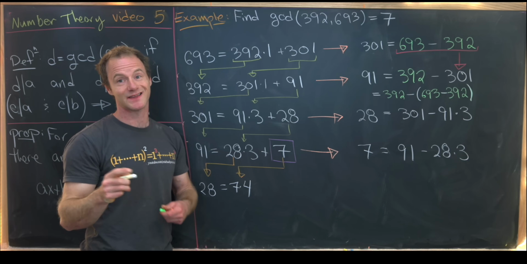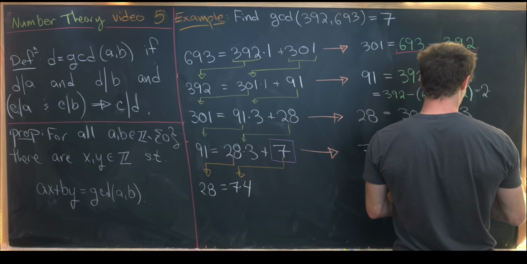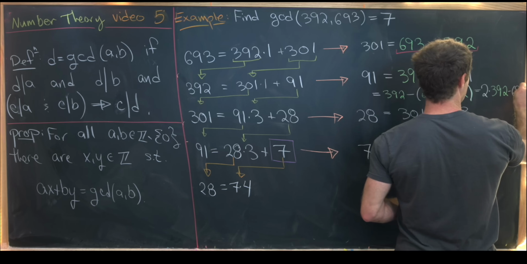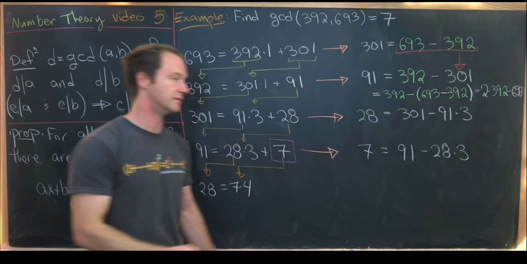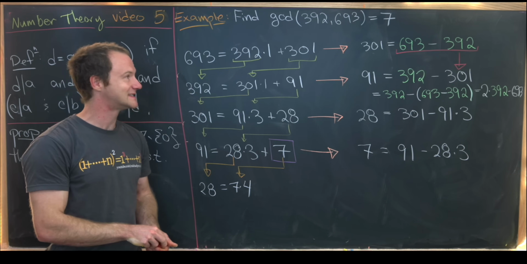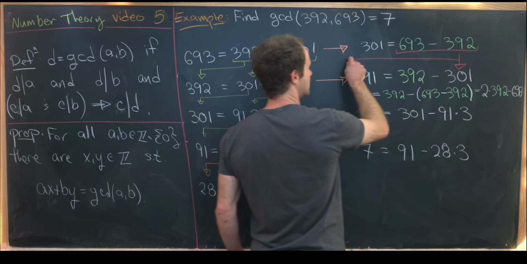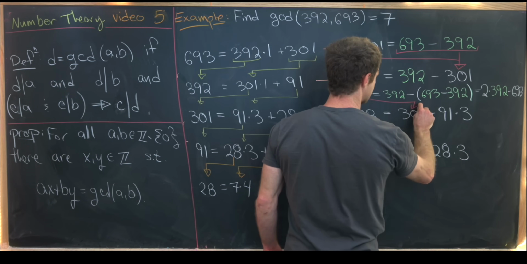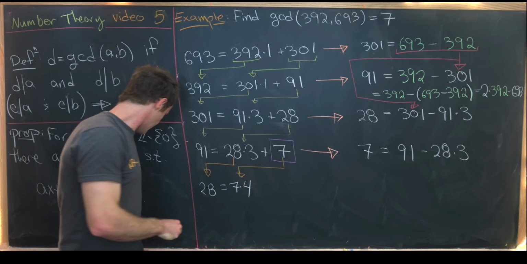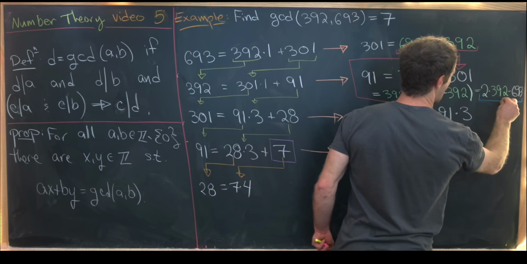Now I'll combine those like they're like terms. So that's going to give me 2 times 392 minus 693. And you'll forgive me, I'm running out of room there. But that's 693. Okay, now we're going to continue playing this game. So we'll take this expression for 301 and plug it down here. And then we'll take the following expression, which we just created for 91, and we'll plug it right here.